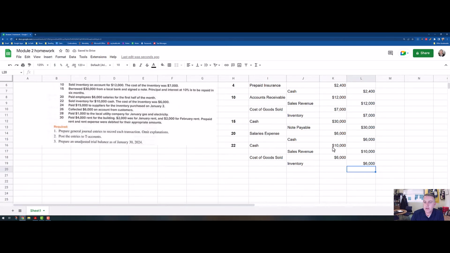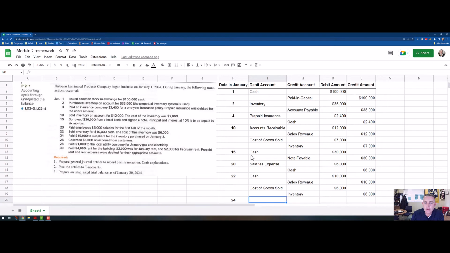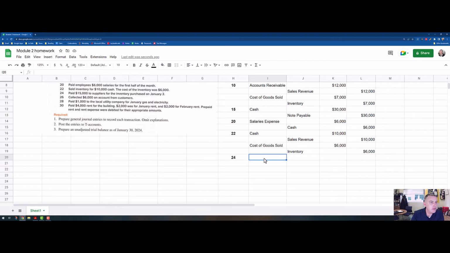All right. Let's go down to the 24th. What happens on the 24th? Paid $15,000 to suppliers for the inventory purchased on January 2nd. So back on January 2nd, we bought inventory costing $35,000. Now we're paying $15,000 of that. So we're going to say debit accounts payable because we want to make the liability go down. We don't owe as much anymore. To make a liability decrease, you record a debit. So this is going to be debit accounts payable, credit cash, 15,000.